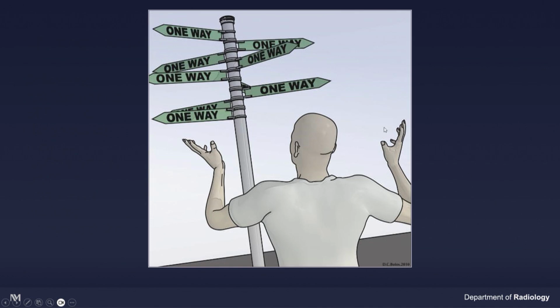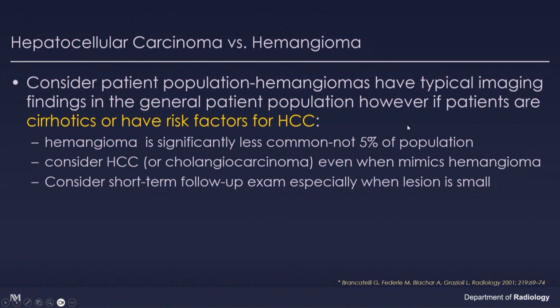So this is one of my favorite slides. You'll see it on another one of my talks. You're confused, you're wondering which way you should go. Well, the way I take it is you should consider the general patient population. So in other words, hemangiomas have typical imaging features in the general patient population. However, I didn't give you the history, but you may have noticed that if you have a cirrhotic or a patient who has high risk of HCC, you got to think of HCC.